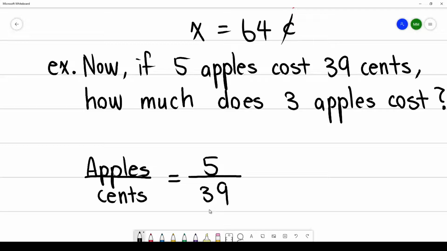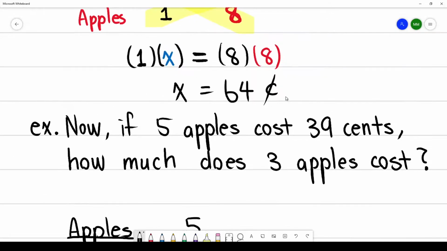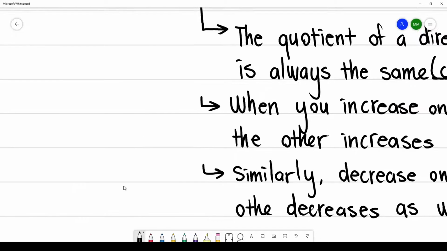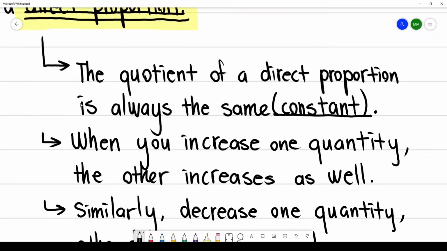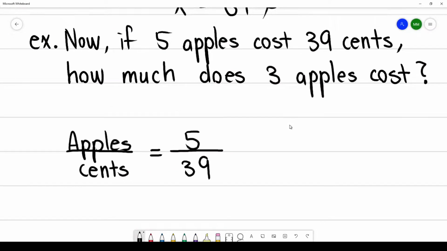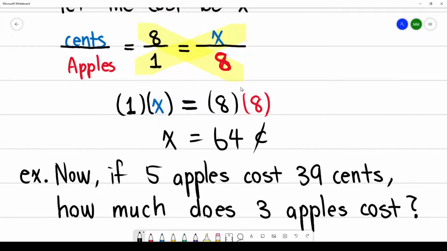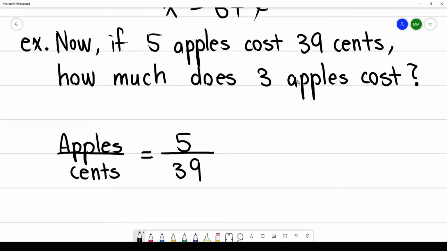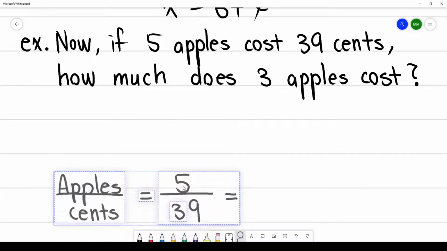Now the reason why we want to write it as a proportion is because it is a direct proportion. And for direct proportion, what's the characteristic? The quotient of a direct proportion is always the same. It's always constant. So this means we can figure out the cost with 3 apples. Oh wait, I forgot to let x. My bad. Just going to move this down here.